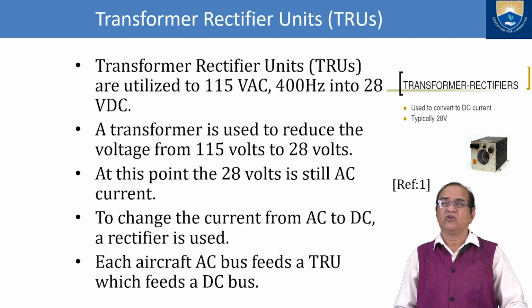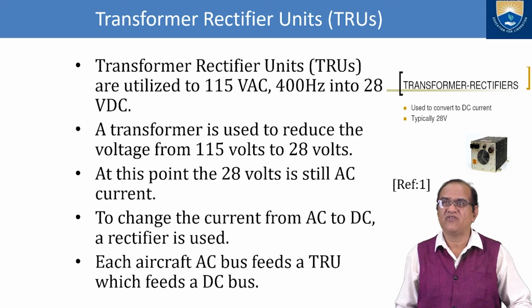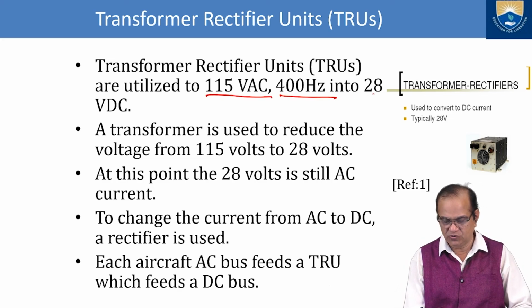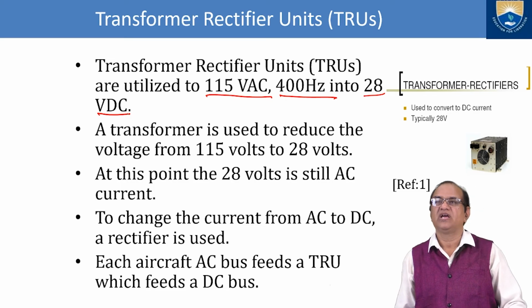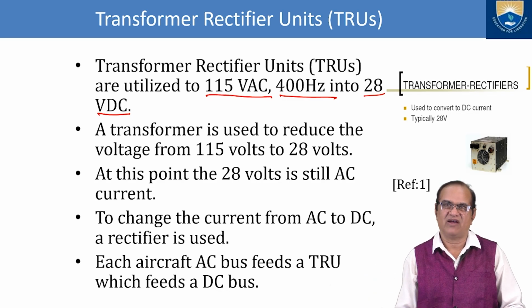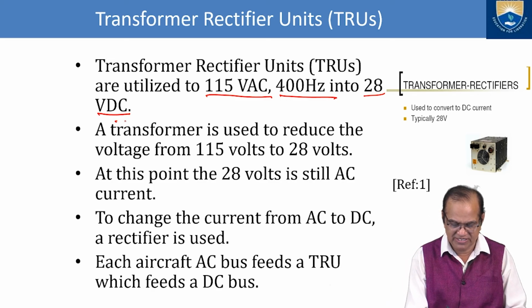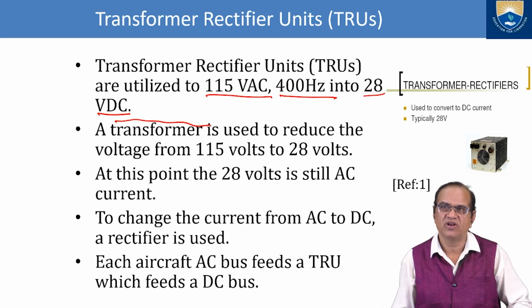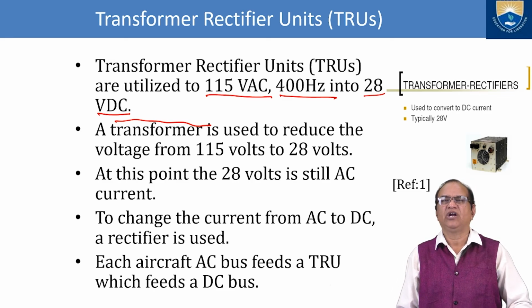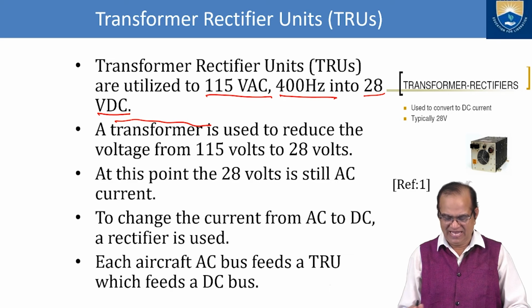Here we have another equipment, transformer rectifier unit, TRU. Transformer rectifier units are utilized to convert 115 volt 400 Hertz into 28 volt DC. It is a converter which converts 115 volt AC to 28 volt DC supply for the aircraft. A transformer is used to reduce the voltage from 115 volts to 28 volts. So for this we need a transformer. This is the transformer which is converting 115 volt to 28 volt. At this point the 28 volt is still AC current.